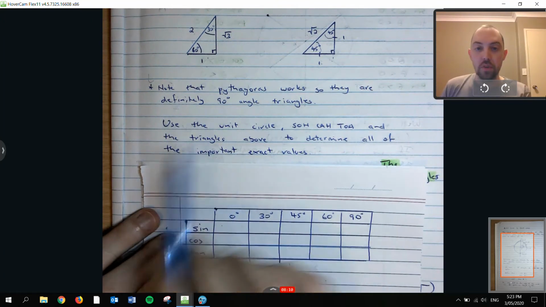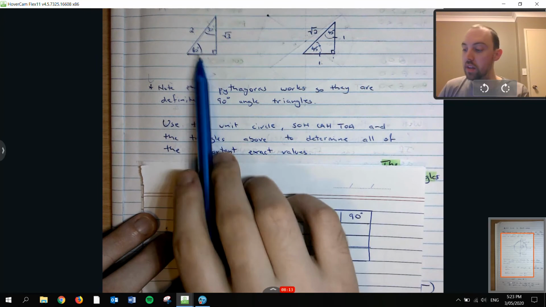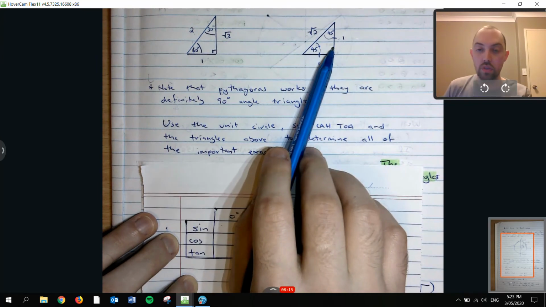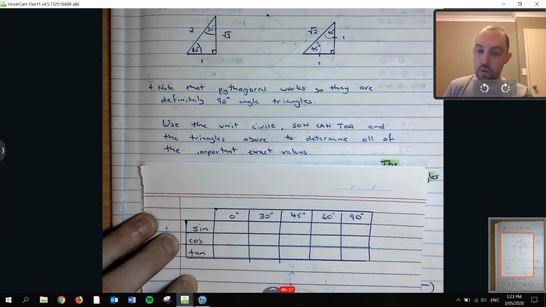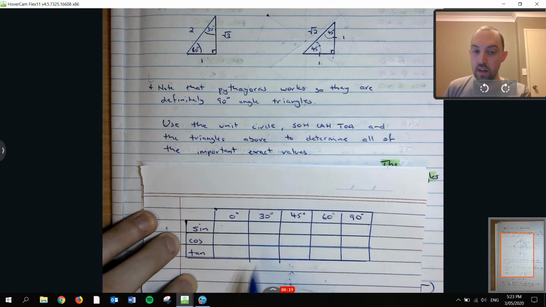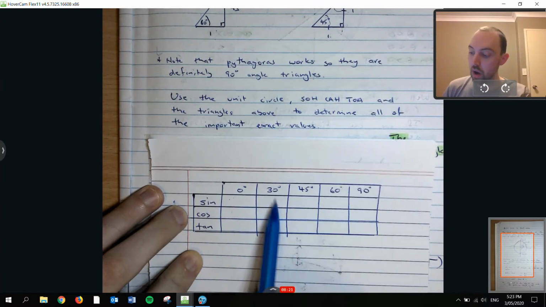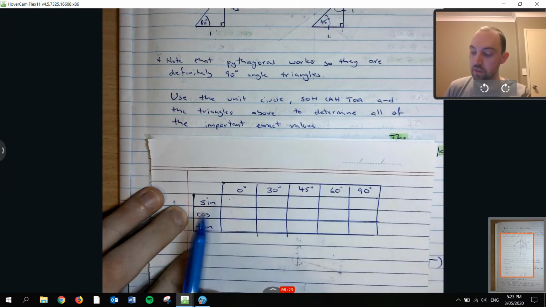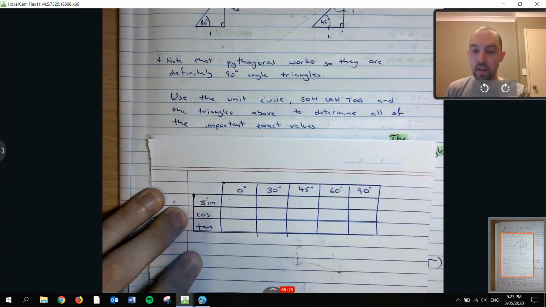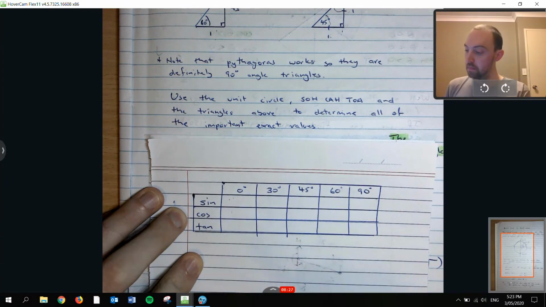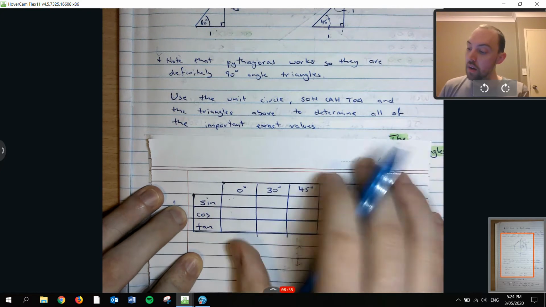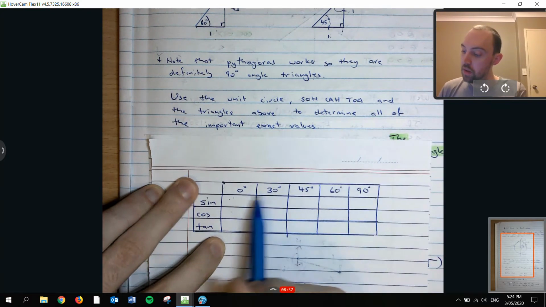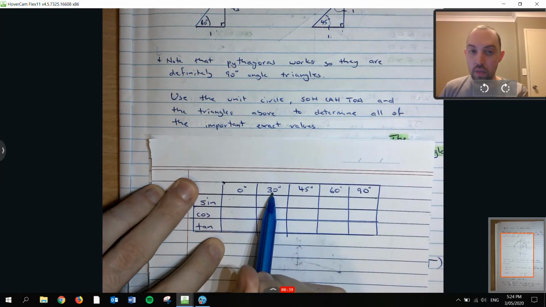All right, so we want to try and combine these triangles, SOHCAHTOA, and the unit circle to try and fill in this table of exact values for sine, cos, and tan of these angles. So let's do a couple, and then I'll ask you to pause the video and try to fill it in. But first one, for example, let's look at sine of 30 degrees.